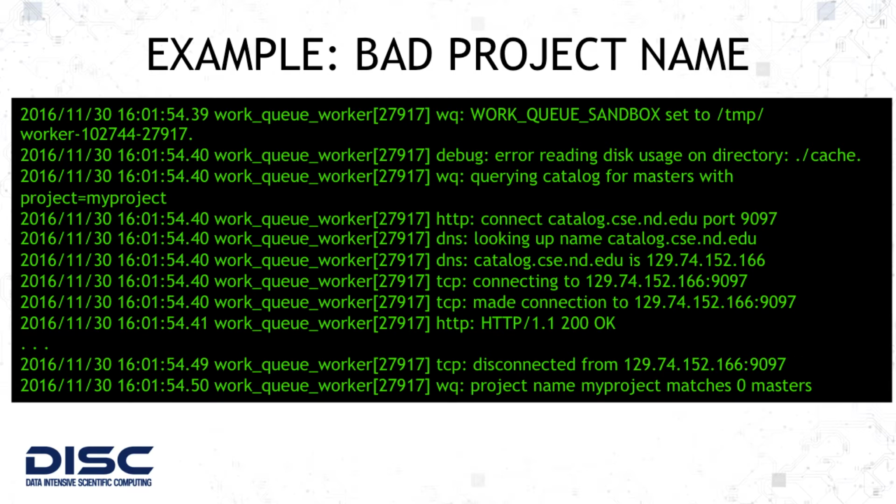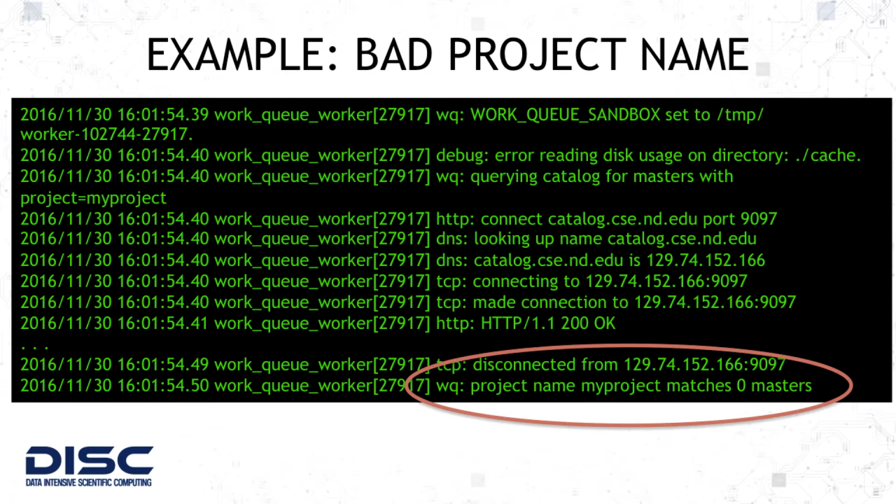Now in this case, the worker will sit and wait for a while and try again, wait for a while and try again, but if nothing ever shows up, it's going to wait forever. So the problem here is that either we gave the wrong project name to the worker, or the wrong project name to the master, or possibly the master hasn't been started yet. But that gives you an idea of where to start looking for a problem.